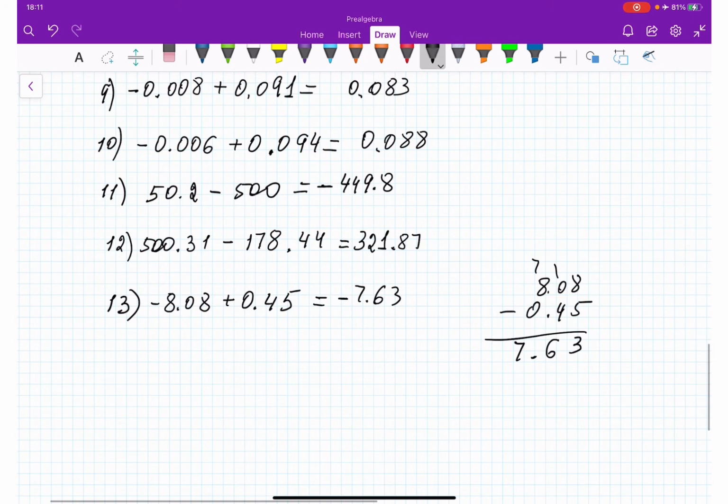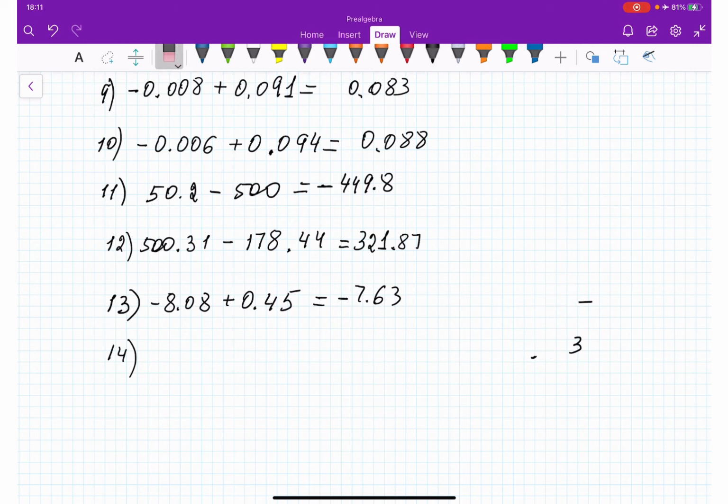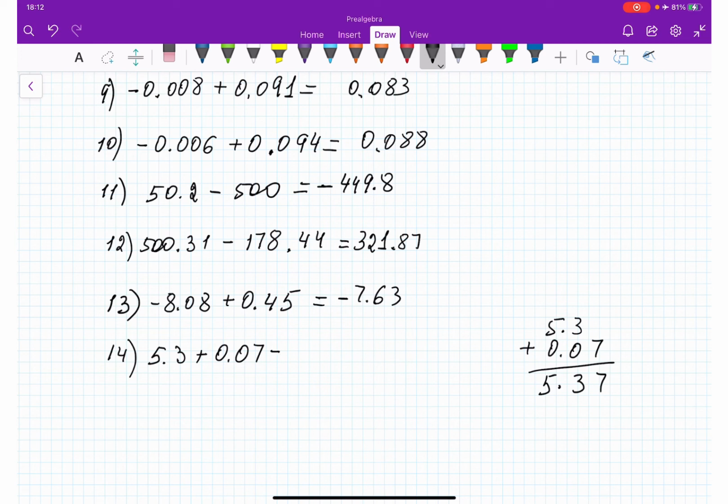Okay, question number 14. Let me clean this. 5.3 plus 0.07. 5.3 plus 0.07. So it's going to be 7. Here is going to be 3. Here is going to be 5. Is equal 5.37.